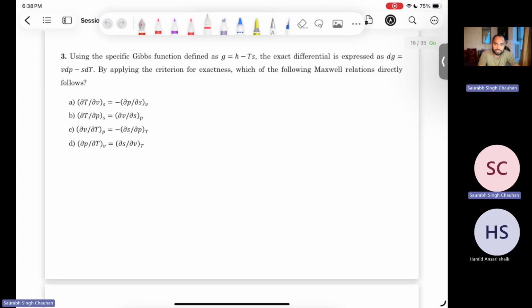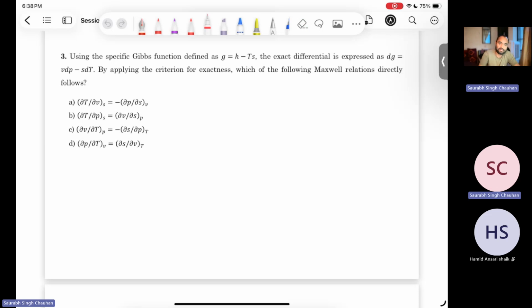Now coming to the next question, number 3. It is saying: using the specific Gibbs function defined as g equals h minus ts, the exact differential is expressed as dg equals vdp minus sdt. Apply the criteria for exactness. Which of the following Maxwell equations directly follows?